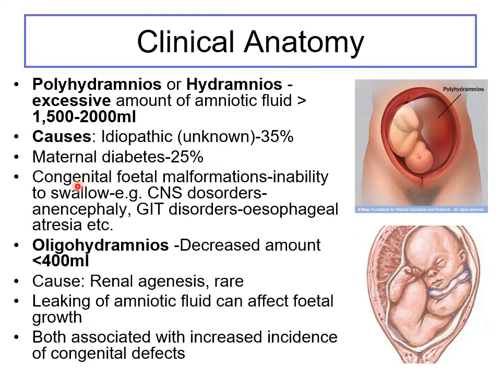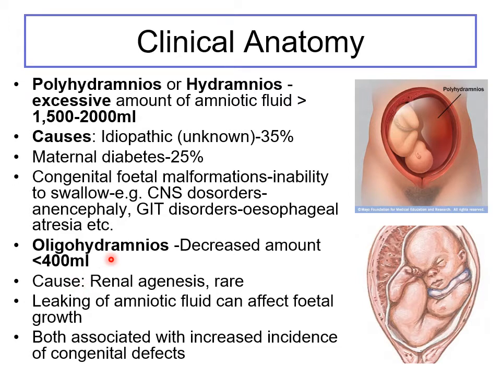But for the fetus, we've learned how the fetus swallows it and it circulates within the fetus also. But if there are congenital malformations, imagine any gut anomalies, so the fetus cannot swallow, or CNS abnormalities where the brain is not developing, or GIT problems like esophageal atresia, etc. Then the amount will keep on collecting, it won't circulate normally, and will become more. And that also can affect the fetal growth.